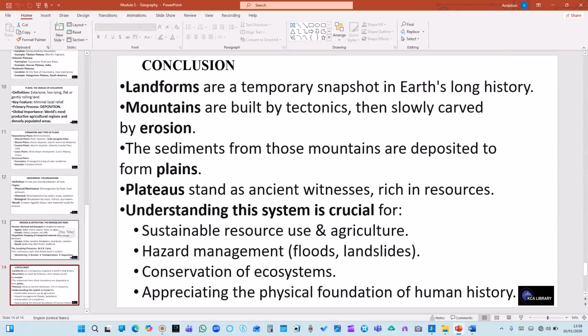In conclusion, landforms are a temporary snapshot in Earth's long history. Mountains are built by tectonics, then slowly carved by erosion. The sediment from the mountains is deposited to form plains. Plateaus stand as ancient witnesses rich in resources. Understanding this system is crucial for sustainable resource use in agriculture, hazard management like flood and landslide, conservation of ecosystems, as well as appreciating the physical foundation of human history.